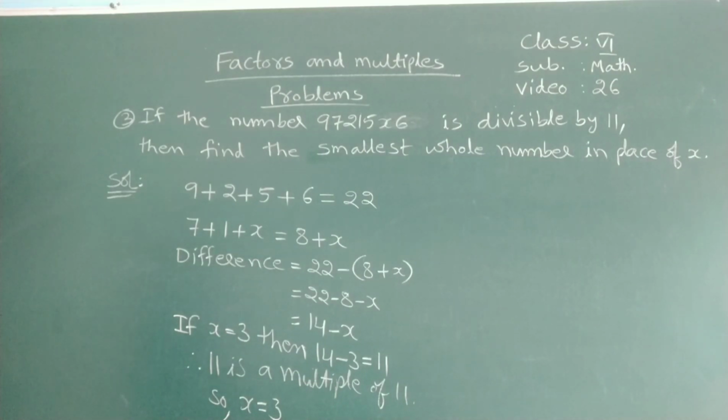So, this is the way of finding the x value if the number is divisible by 11. Odd placed digits I have added, even placed digits also added, and took the difference of both. We got 14 minus x. So in place of x, if you put 3, then we will get 11, which is a multiple of 11. That's why x value is 3. Is it clear?